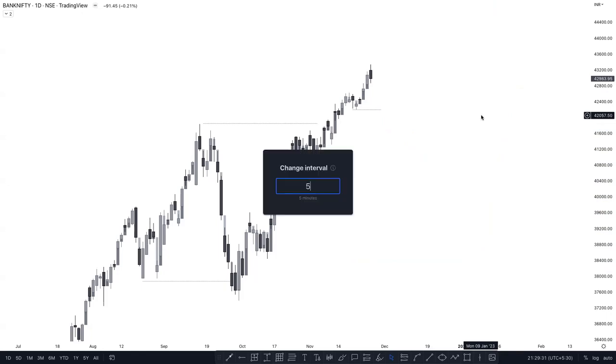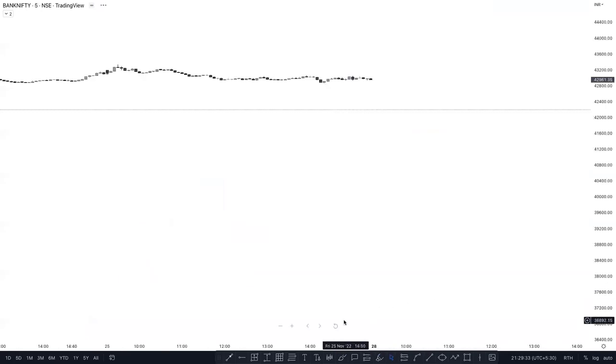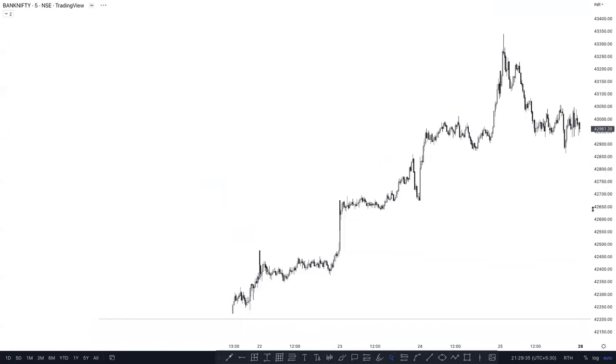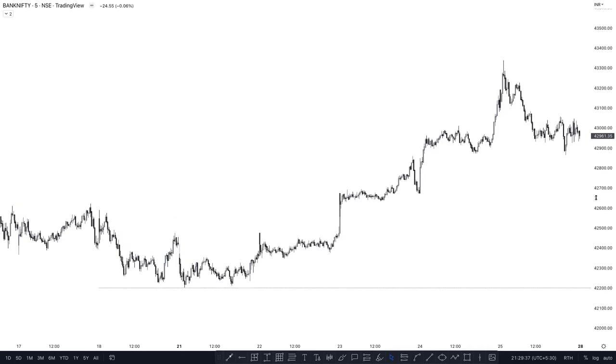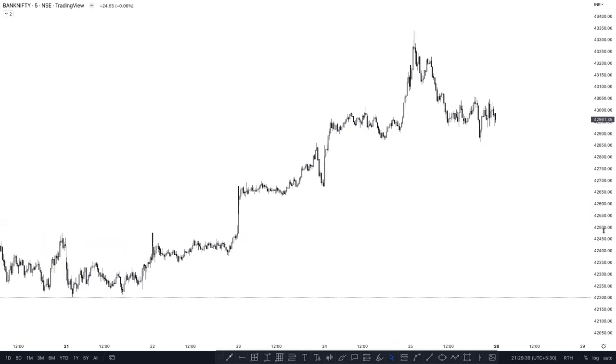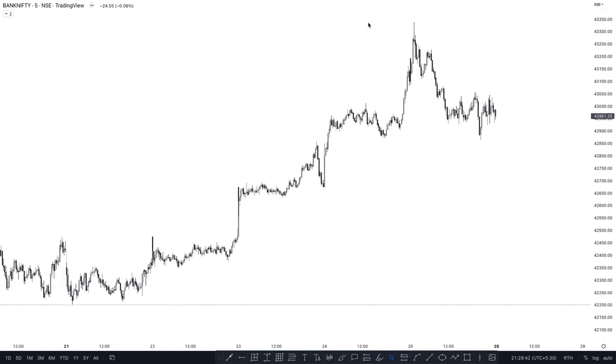Now switch here into the 5-minute structure. So this one is the 5-minute structure in Bank Nifty. Everyone mark here a valid structure: lower lows and lower high, and higher high, higher low, BOS, chop. What is possible right now here? Everyone mark here.